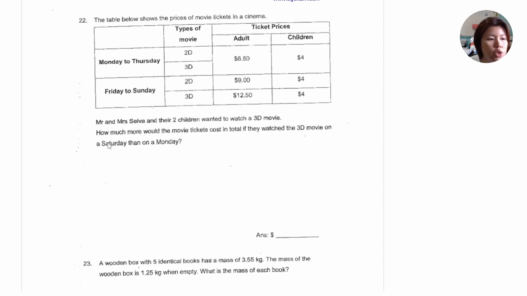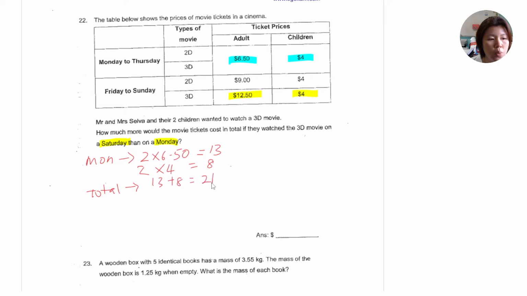And they are going to watch, comparing the price for Saturday and Monday. So Saturday, there's 2 adults, 3D, so it's $12.50. Children is $4. And for Monday, 3D same $6.50. Children still same $4. Okay, so let's find for my weekday first. Monday will be 2 times $6.50 equals $13, and 2 times $4 equals $8. So total is 13 plus 8 equals 21.